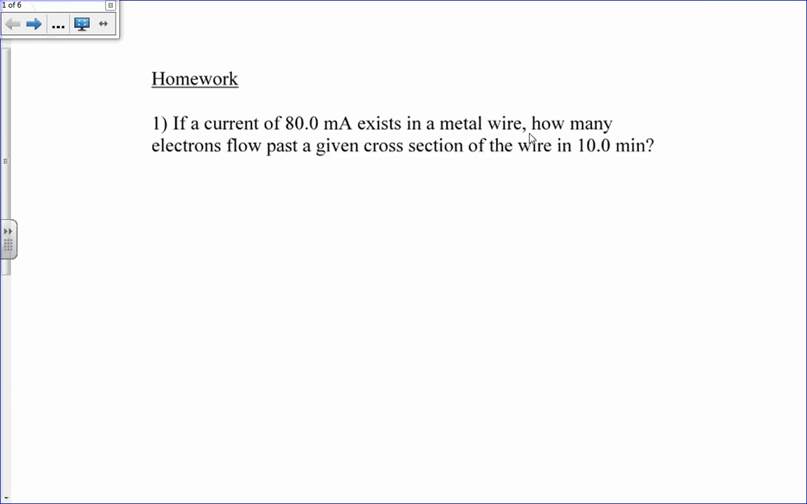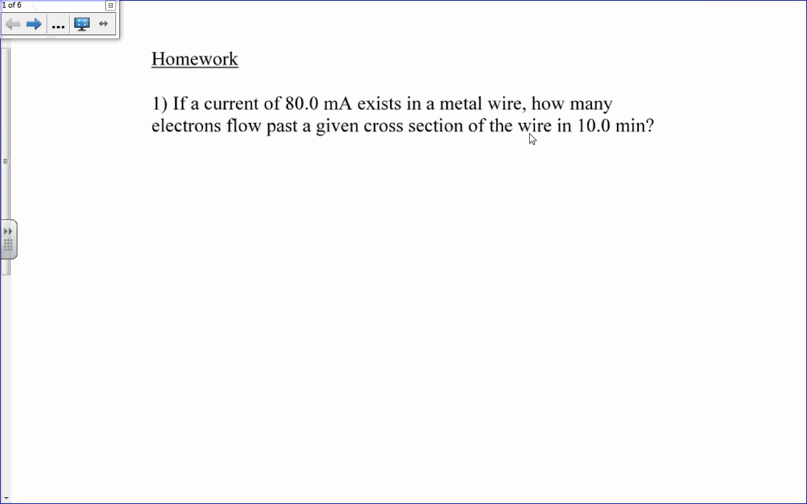This is Chapter 3 homework for Physics 202. It's a fairly short chapter, just sort of leading into Chapter 4. Here I have a current of 80 milliamps, so that's 0.0800 amps. Has a metal wire. I want to know how many electrons flow past a given cross-section of the wire in 10 minutes.